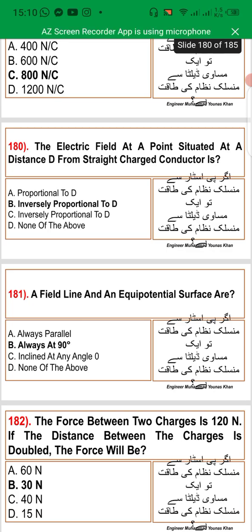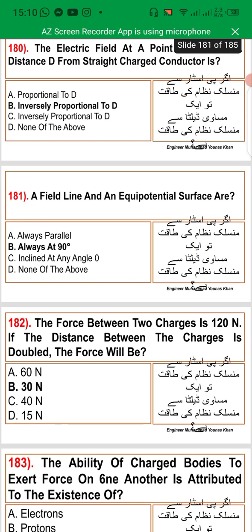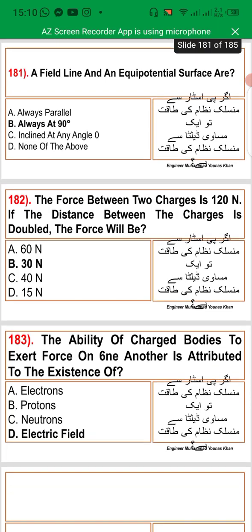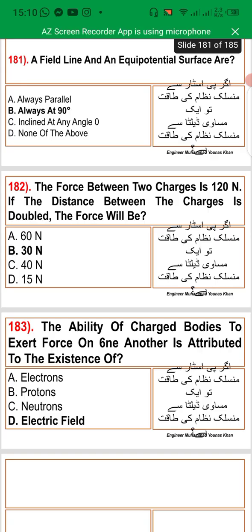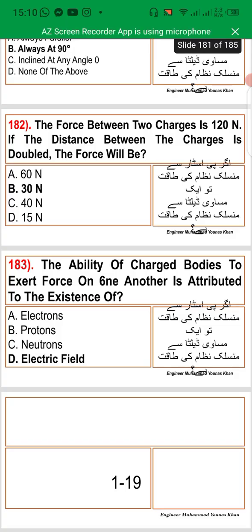The electric field at a point situated at a distance d from a straight charged conductor is inversely proportional to d. A field line and an equipotential surface are always at 90 degrees. The force between two charges is 120 newton. If the distance between the charges is doubled, the force will be 30 newton. The ability of a charged body to exert force on another is attributed to the existence of electric field.